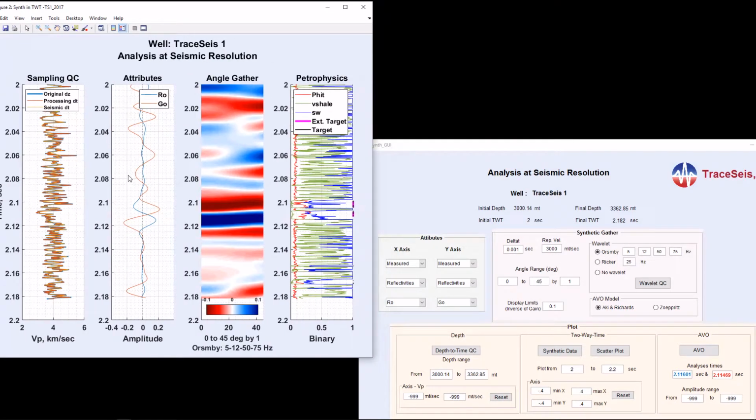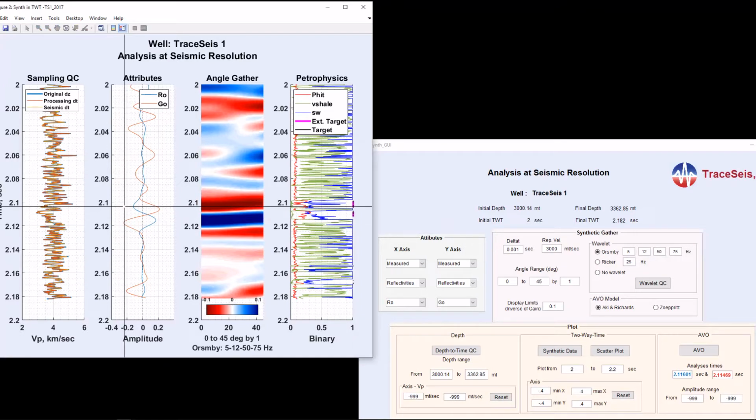Here we have in track 2 the attributes being evaluated, in this case normal incidence and gradient, and in the third track we have the pre-stack synthetic computed from 0 to 45 degrees every 1 degree. The bandwidth used is 5, 12, 50 to 75 Hz. Some observations. Let's start with the attributes in the log plot.